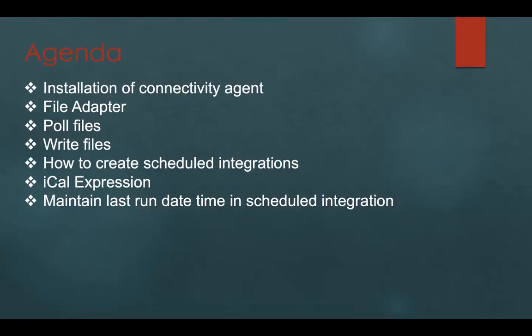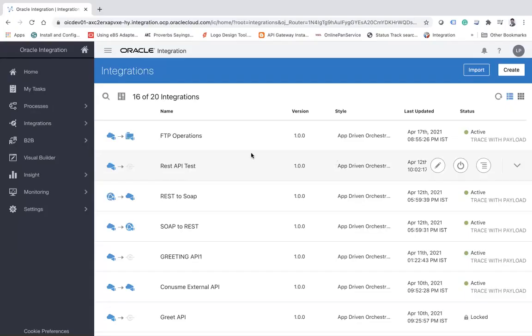So today we will look at how to install the connectivity agent on the local machine. So guys, if you have any questions from the last session, you can please ask. Anyone? No question, then I will move forward.